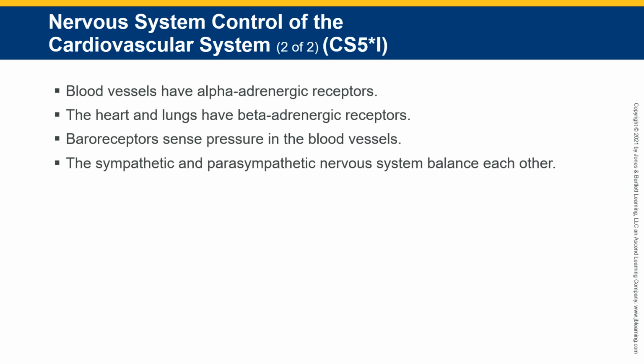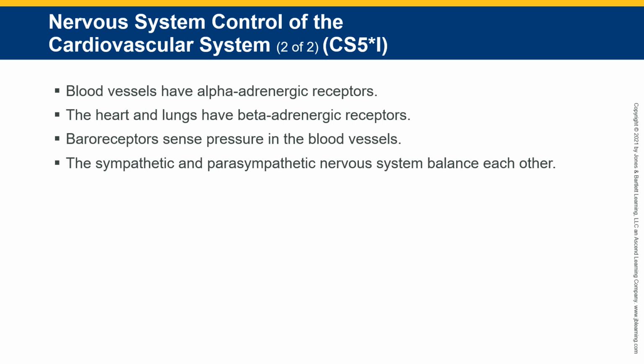In your blood vessels and on your body, you have different receptors. These have either an alpha adrenergic or beta adrenergic response, depending on what type of cells they have and what type of receptors they have. The NREMT does like to ask questions about these, so know that your blood vessels have alpha adrenergic receptors and your heart and lungs have beta adrenergic receptors.